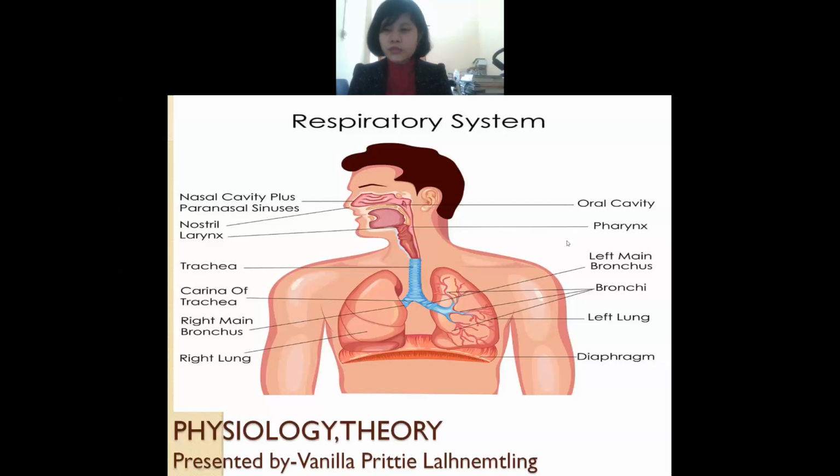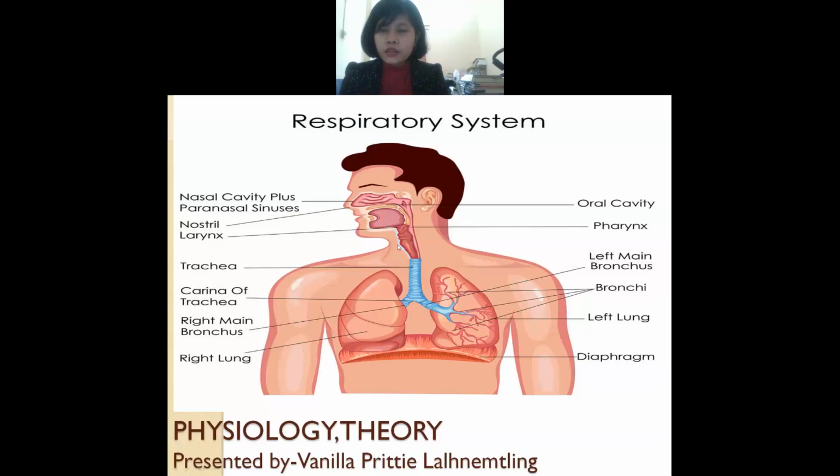What comes to your mind if I say respiratory system? Anyone? Breathing. Okay, yes, it's breathing, when you breathe in, when you breathe out. So with the help of what? With the help of your lungs.